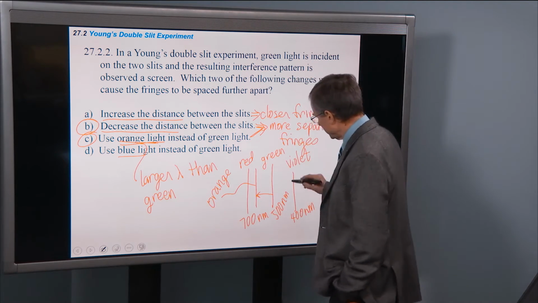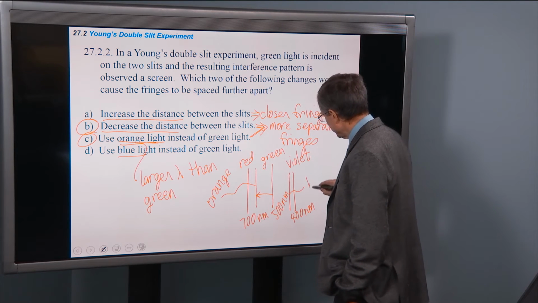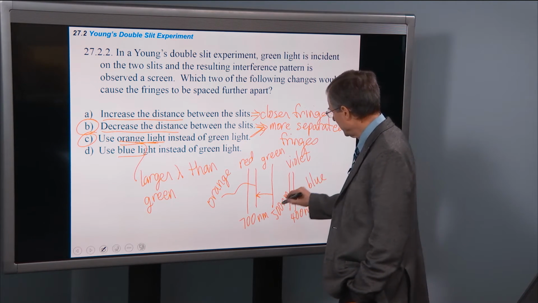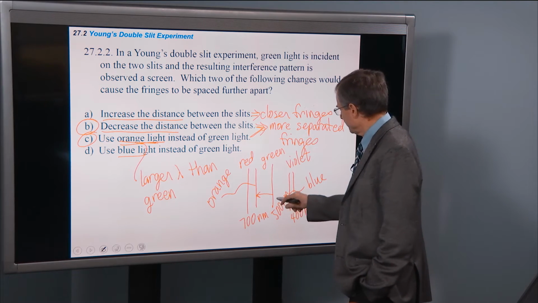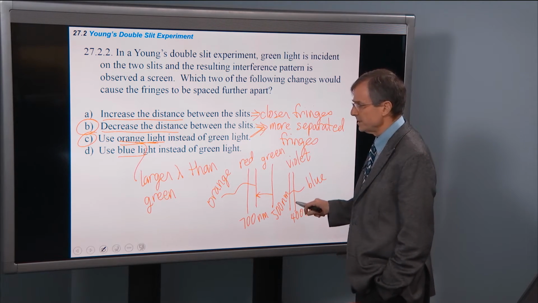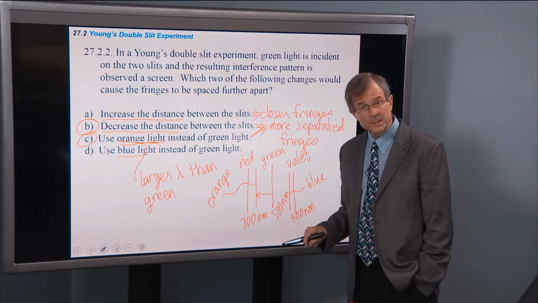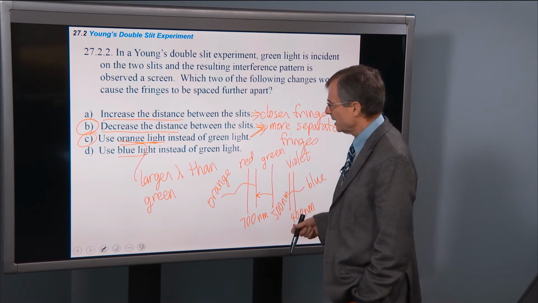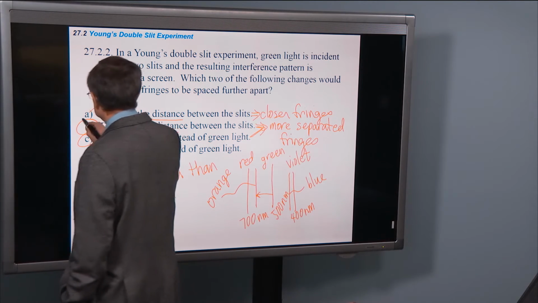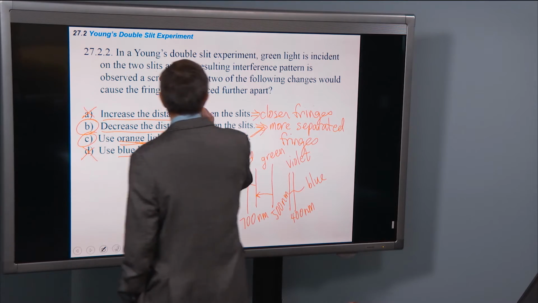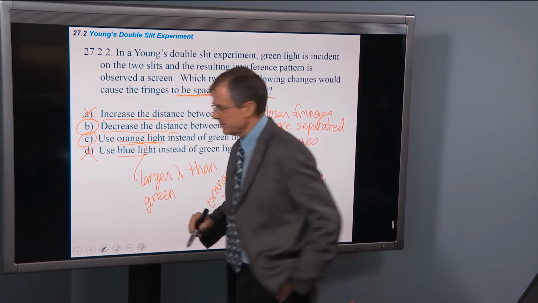So blue light, what about that? Well, this is violet, so blue is right about here. It's between green and violet. That's decreasing the wavelength instead of increasing it. And so that has the opposite effect. That's not going to work to get the fringes that are spaced further apart.